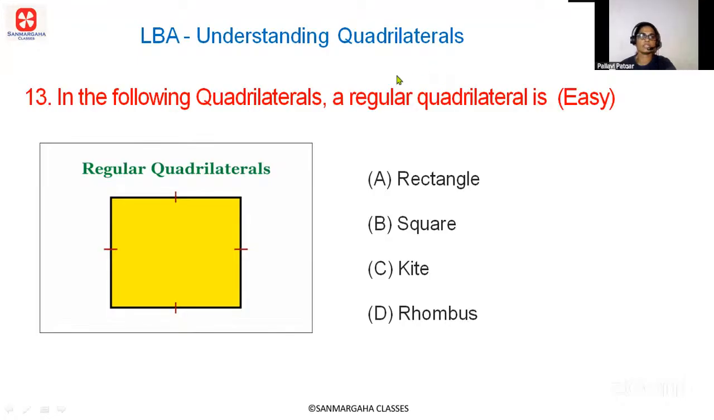In this chapter, look at the question number 30. In the following quadrilaterals, a regular quadrilateral is option A, rectangle, B, square, C, kite, D, rhombus.